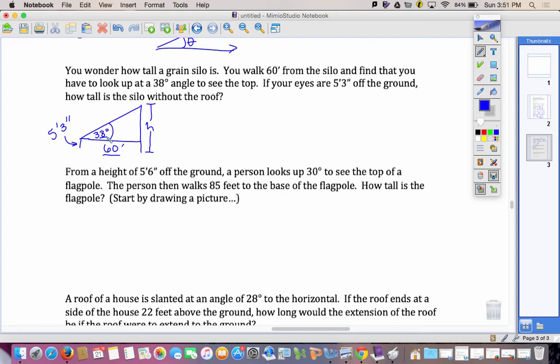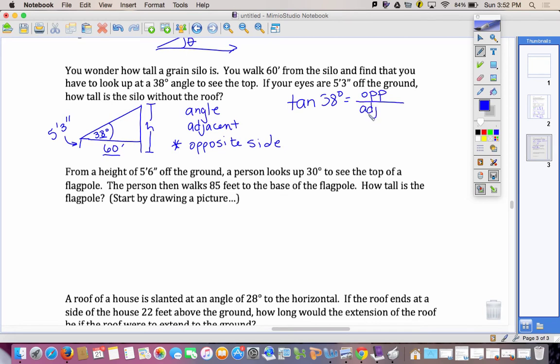Well, what are we looking for? We have this given angle, and we're given the adjacent side. And what we're looking for is the opposite side. So, knowing that we have the angle and an adjacent side, we can use the tangent function. Tangent of 38 degrees is equivalent to the opposite side, which is our unknown, divided by the adjacent side, which we're given.